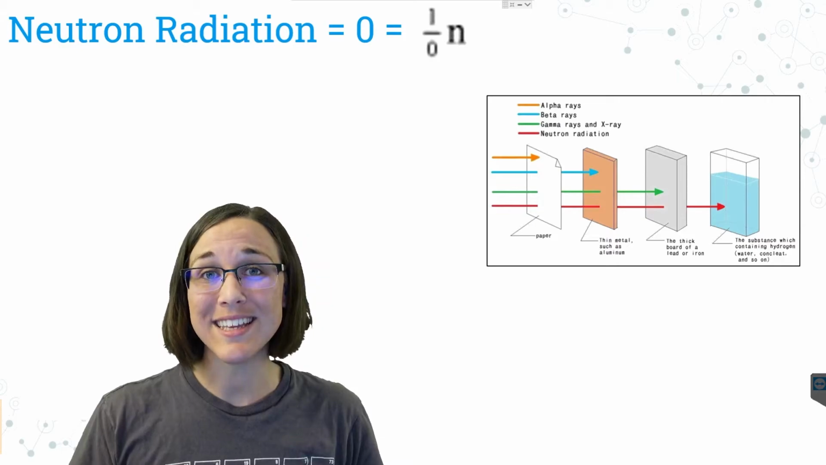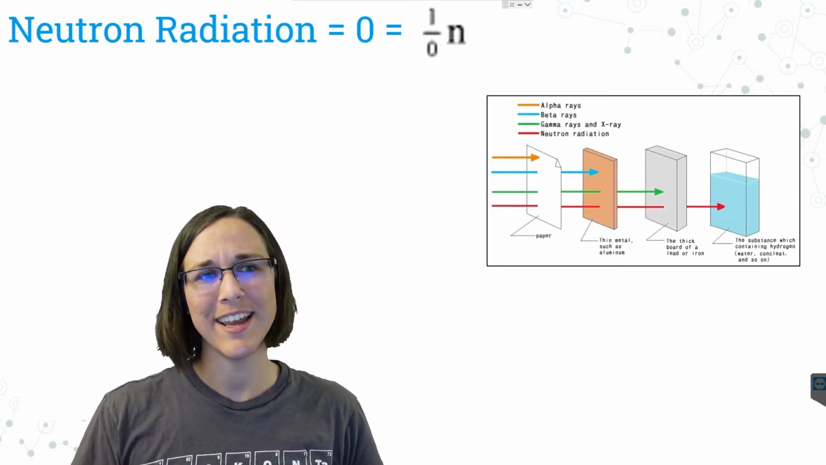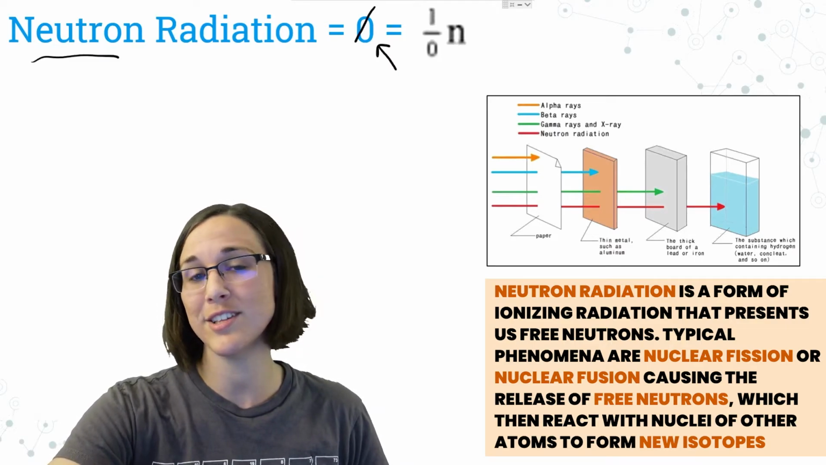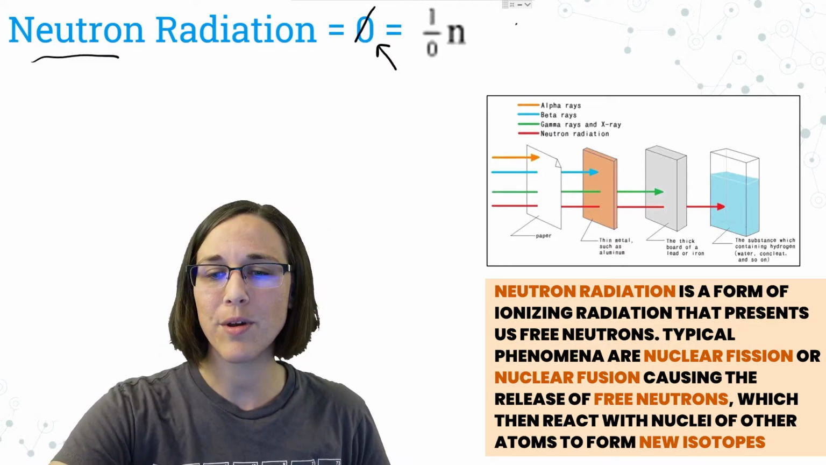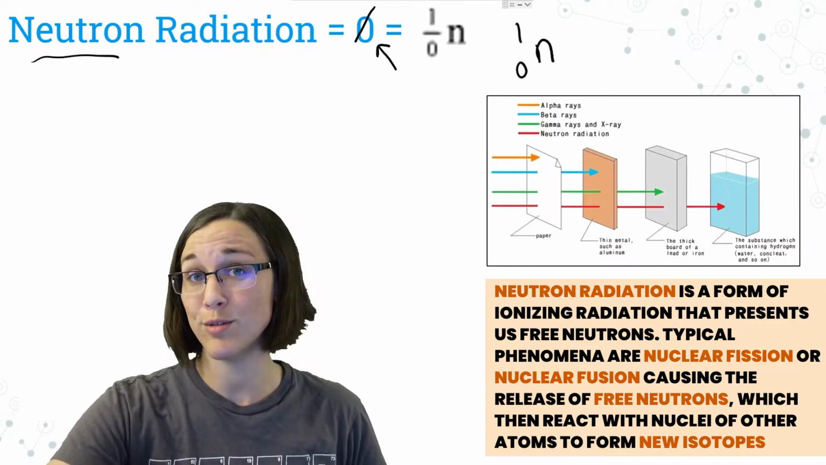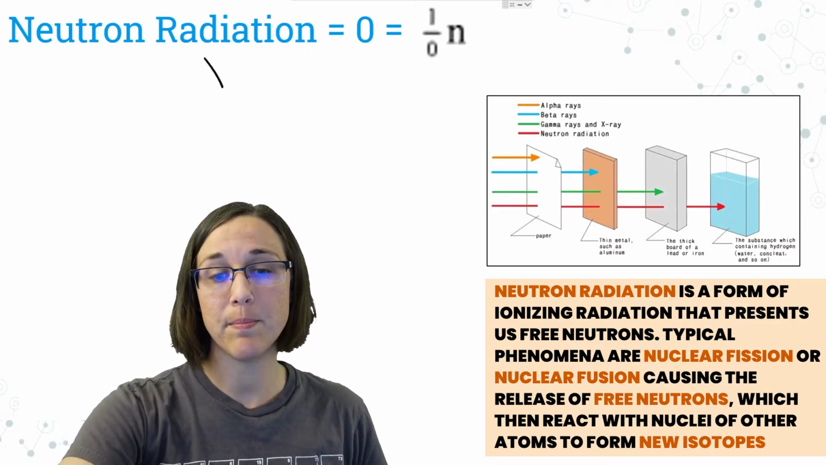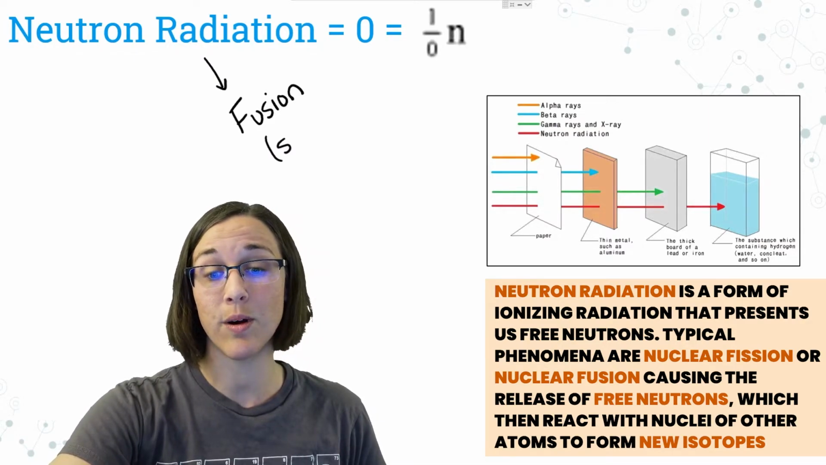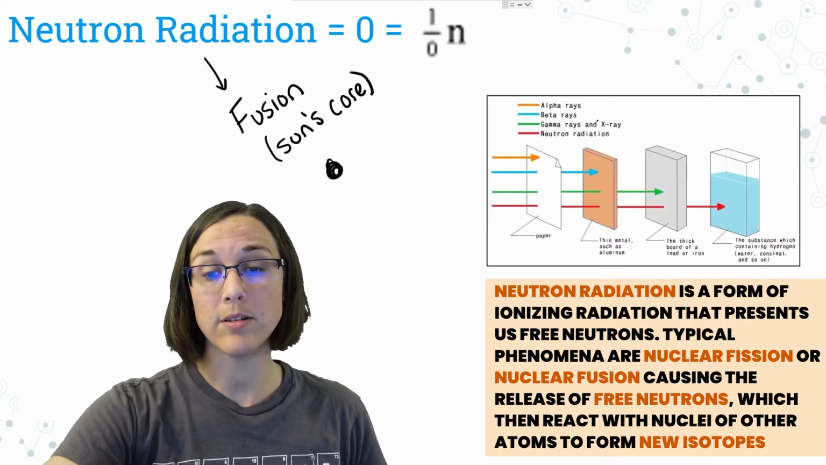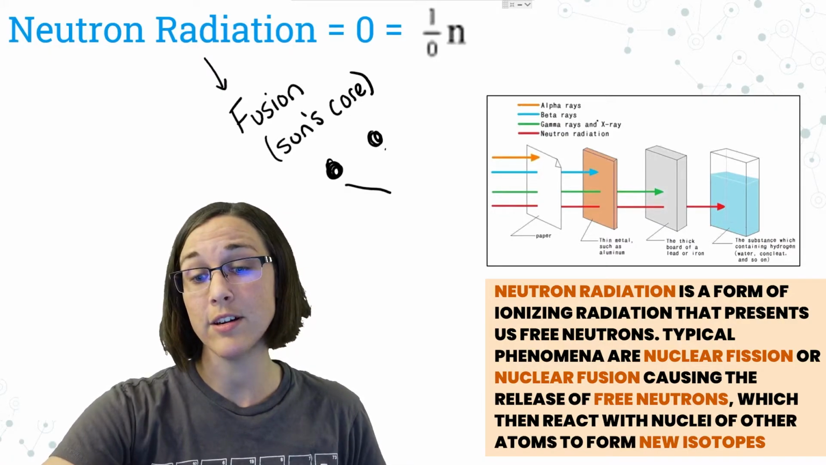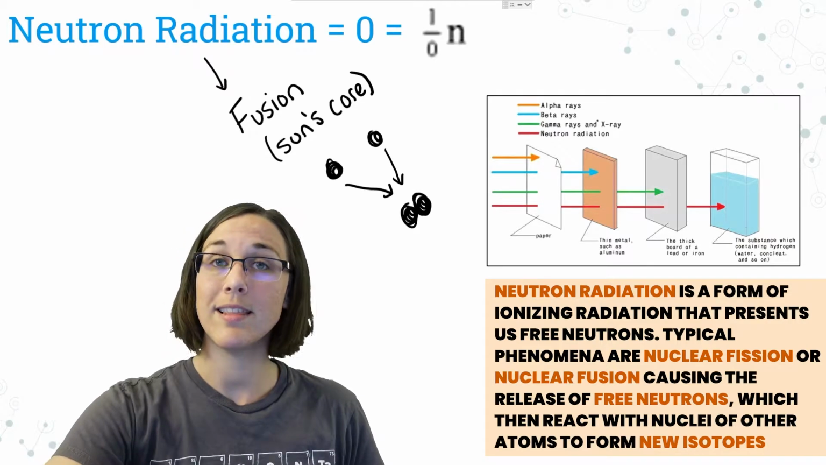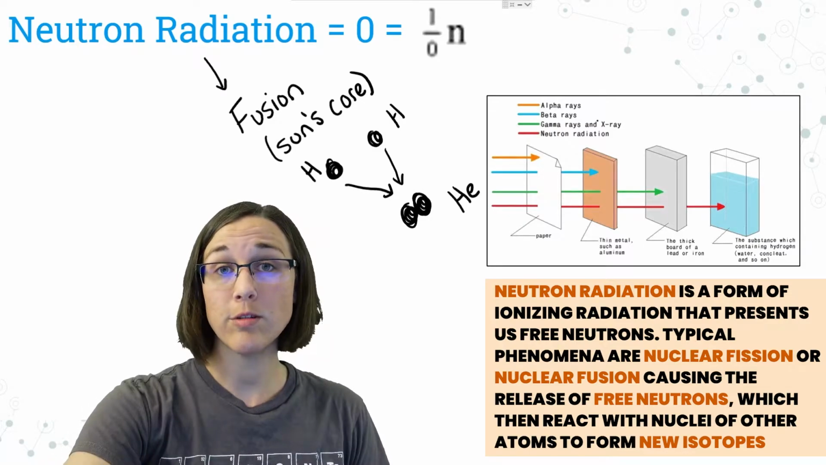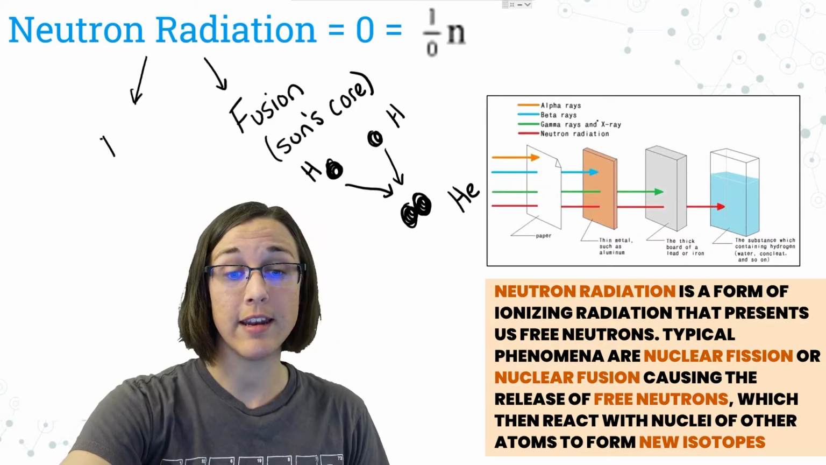Last but certainly not least, we also have neutron radiation. As implied, it involves neutrons, the thing that has zero charge. That's also why we represent it with a 0, or with the 1, 0, N for neutron. Neutron radiation can happen both in fusion, that's the process we talked about that happens in the sun's core, where two smaller particles will come together, fuse together to create a larger one, like hydrogens fusing together to form helium, for example. Or neutron radiation could also occur in fission.